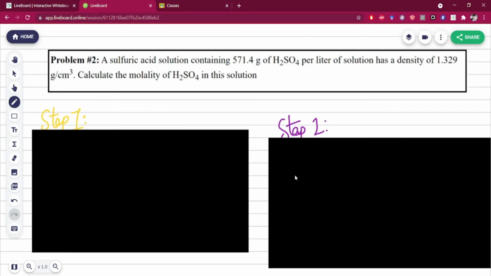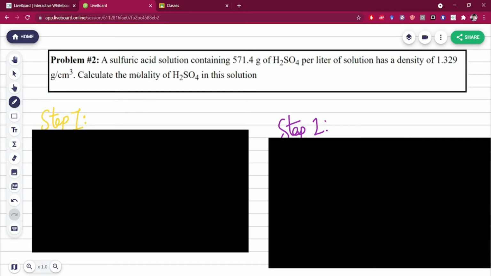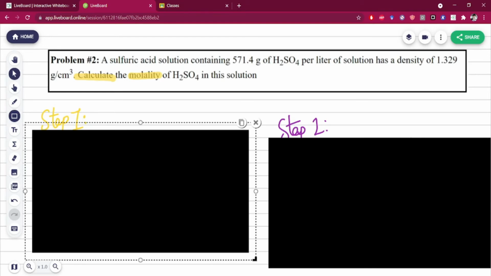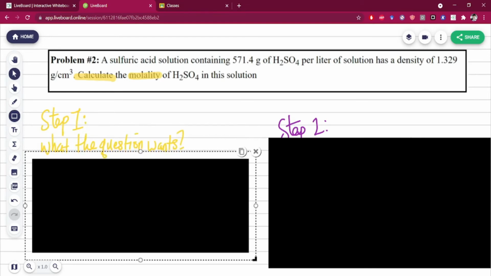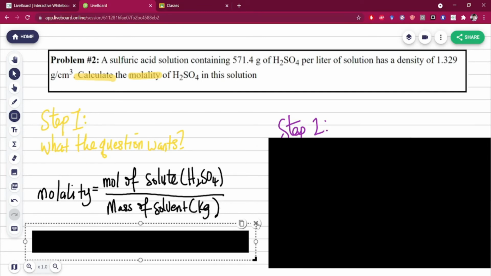Okay, so right here, it's going to be slightly different from what we have looked at in problem number 1. Why is that? Because the question wants you to find molality. You need to calculate the molality. And that will lead you to step number 1. So what does the question want? It wants you to find molality.